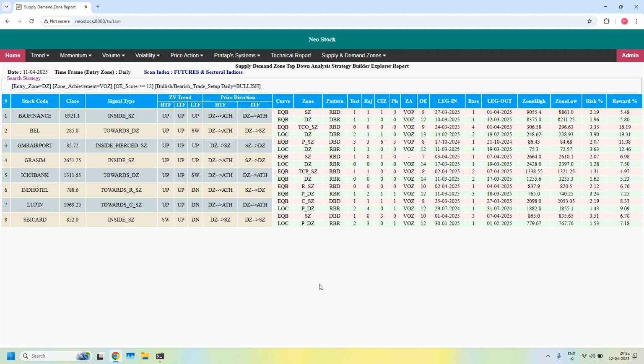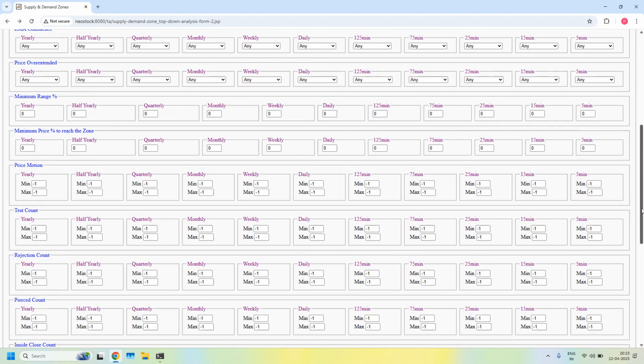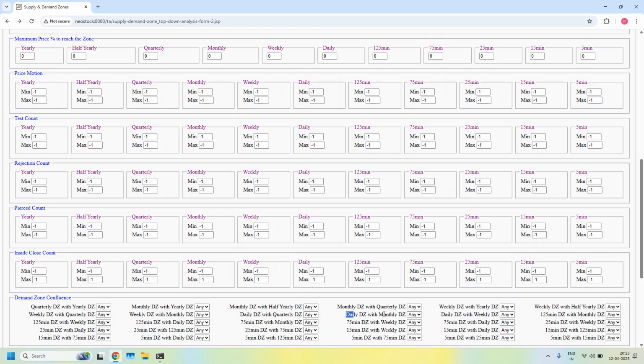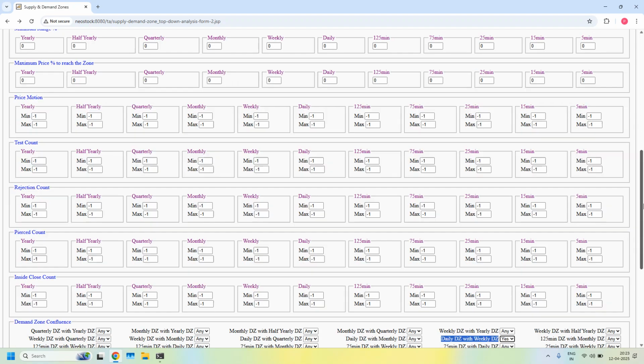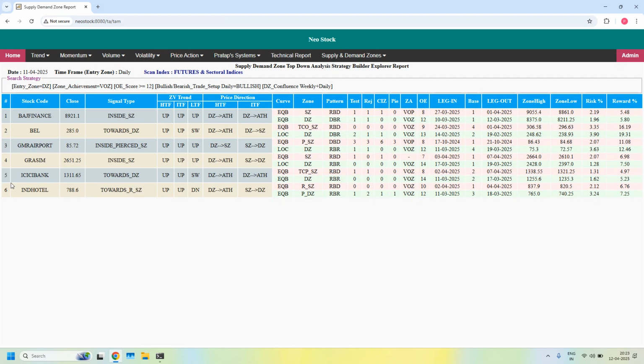Okay, out of these 8, let us identify high probability trade setup supported stocks based on the zone confluence. First filter is LTF and ITF demand zone confluence, that is daily and weekly demand zone confluence. So I am enabling the filter with zone confluence. Out of 8, we got 6 stocks. In all the 6 stocks, the daily demand zones are overlapped with weekly demand zone.